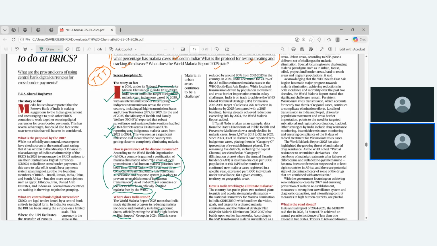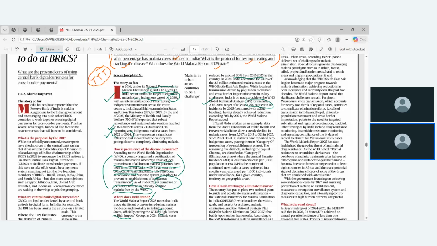Okay, so how much it has been reduced is mentioned here in relation to the WHO Global Technical Strategy for Malaria 2016 to 2030, which targets at least a 75% reduction in incidence by 2025 compared with the 2015 baseline. This is the target set by the World Health Organization's Global Technical Strategy report.